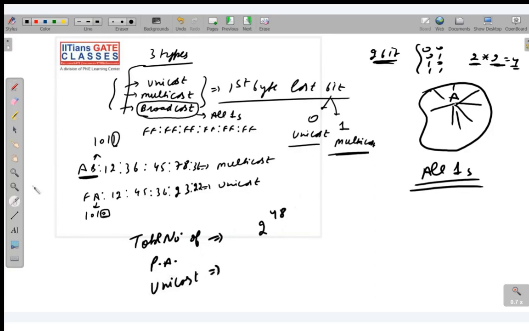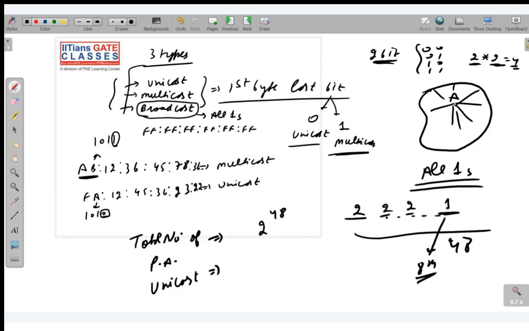So you have just reserved one bit. For the first byte, last bit, if it is 0, then it is unicast, otherwise it is multicast. So directly or indirectly, I want to say there are 48 bits in total. Everywhere 2 possibilities are there, but at the eighth place only one possibility, and rest everywhere 2 possibilities. So it is nothing but 2 into 2, 47 times. So unicast is 2 power 47.